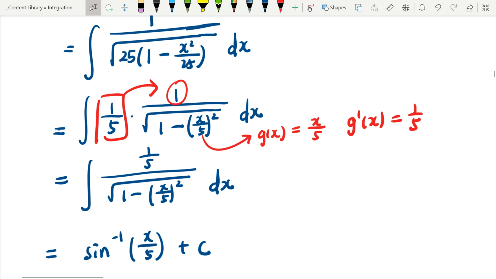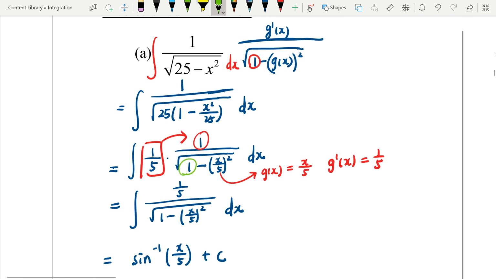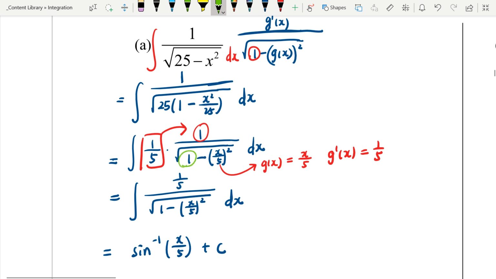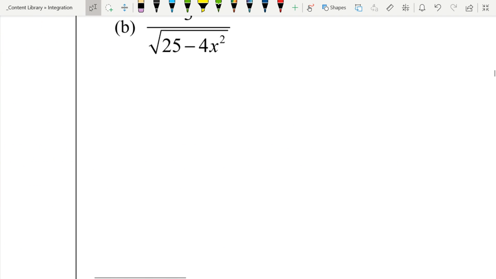So the key idea is I need a 1 here. To make that 1, I need to take the constant out as a common factor first. And then I want to think about what is g(x). If I figure out what is g(x), I will think about what's the g dash x on top, and do I have that constant? Is there anyone in my class? No? Okay. Alright, I'll show you another example. Let's have a look at the second one.